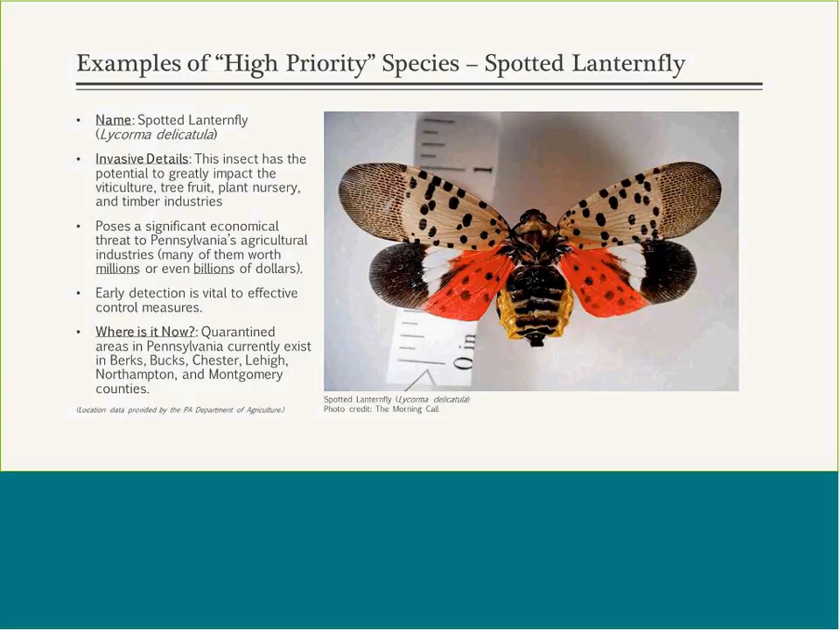As with all of these species, and especially ones where we feel an economic impact, early detection is vital in order to effectively control this species. So where is it now? Currently, there are quarantined areas in Pennsylvania in Berks, Bucks, Chester, Lehigh, Northampton, and Montgomery counties. So that southeastern part of the state is where this one is right now.